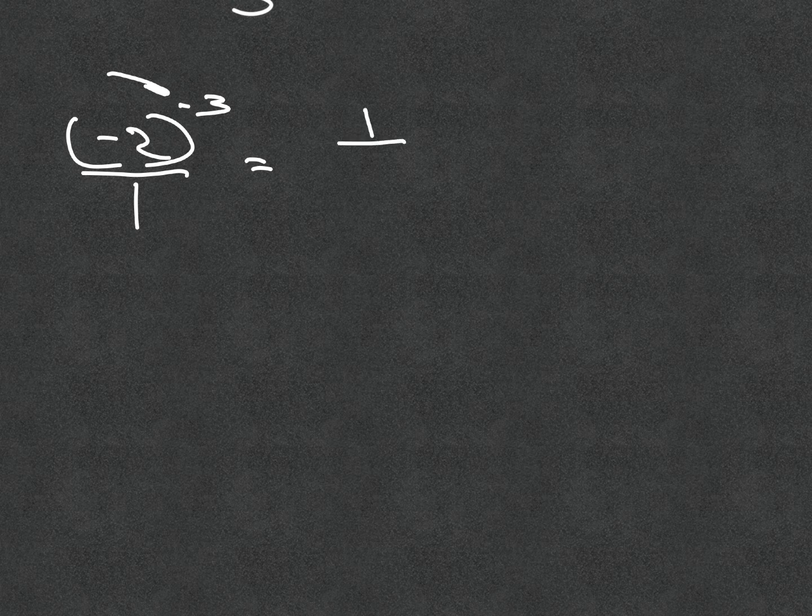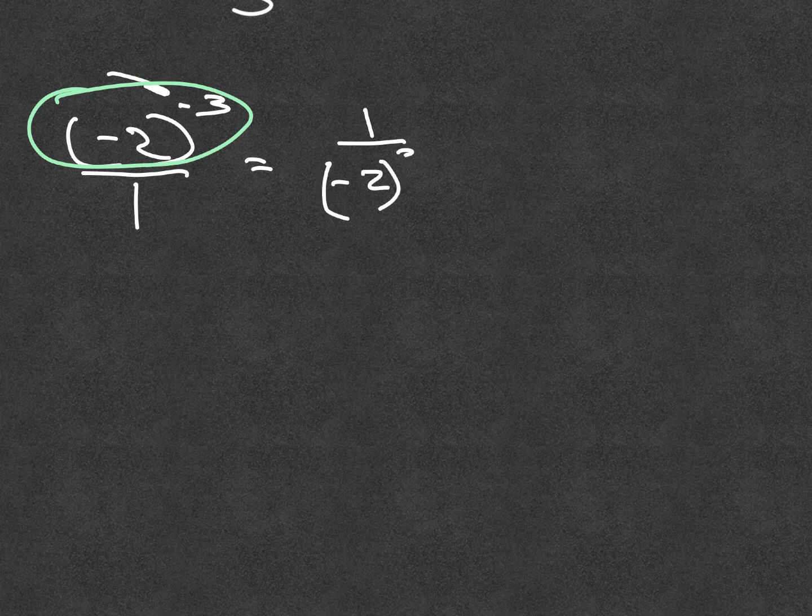So if we take this here and move it to the bottom of what? I mean, there has to be a number on top, and it's always going to be an assumed 1. So I'm going to move that negative 2 down there, and this is very important. What did I move down? I moved the negative 2 down, and I moved the exponent down, and the exponent changes to a positive.